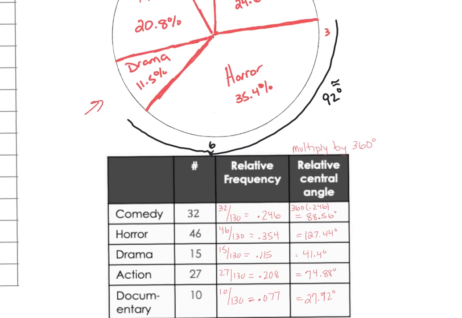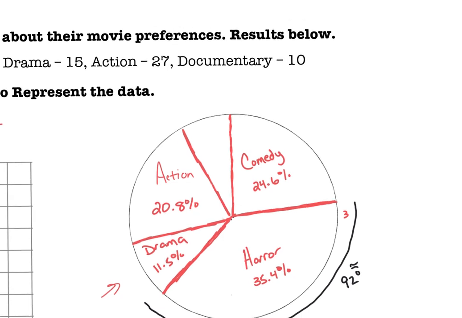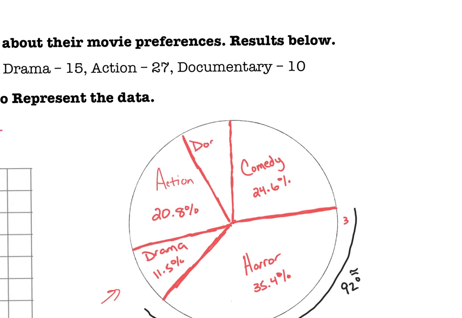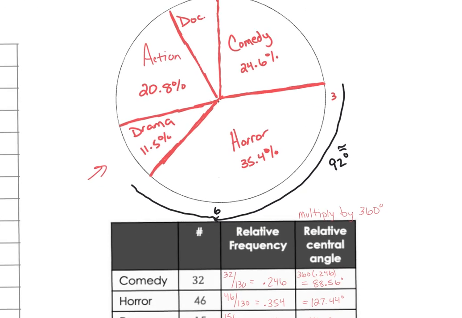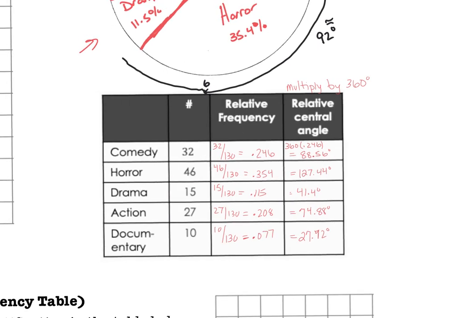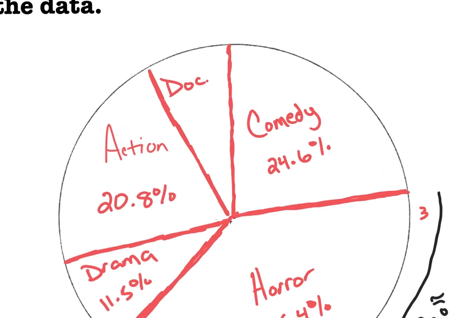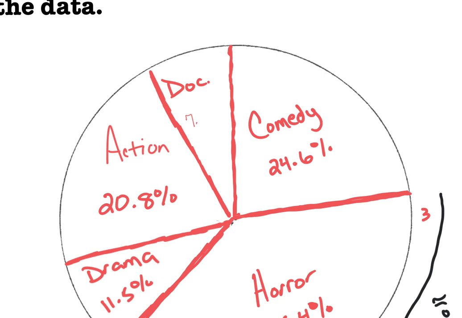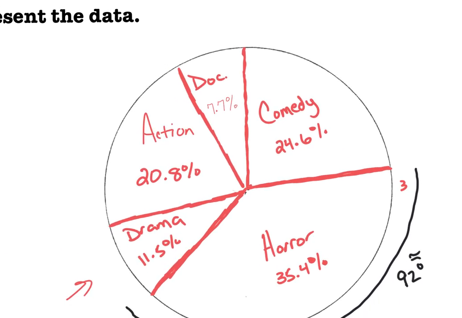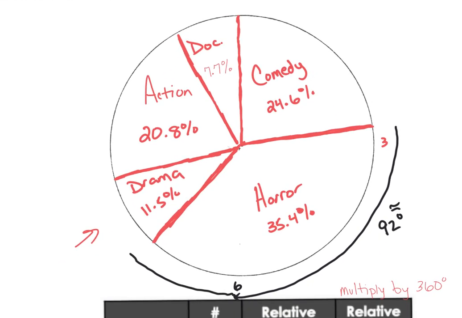And then that final piece is our final one, that's documentary, which had a total of 7.7%. Just like that. Okay? So that's all you do to make this right here is to simply, again, use the fact that a circle has 360 degrees.